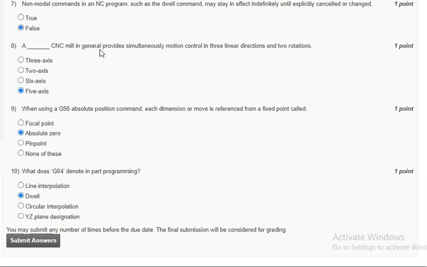A CNC mill in general provides simultaneous motion control in 3 linear directions and 2 rotations. 3 linear directions and 2 rotations means it is a 5-axis machine. So a 5-axis CNC mill in general provides simultaneous motion in 3 linear directions and 2 rotational directions.